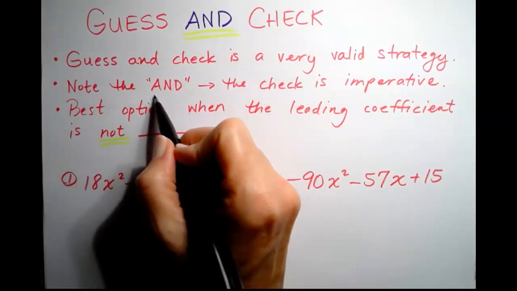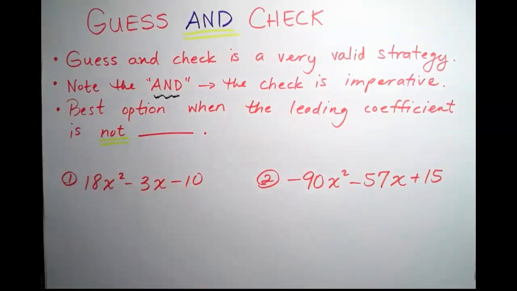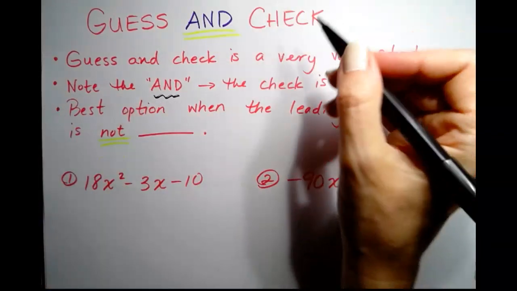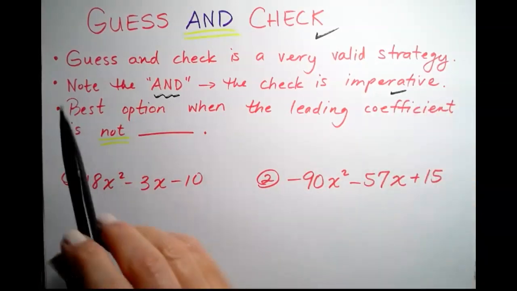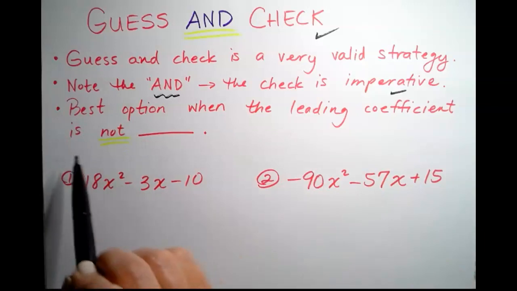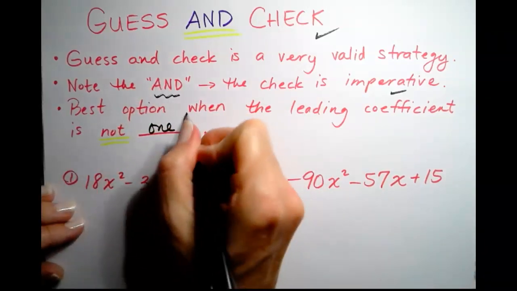And note the word and. And is not or. And is first the guess occurs and then a check will occur to validate or disprove your guess. So it's an imperative. It's not optional. The best option when the leading coefficient is not 1.